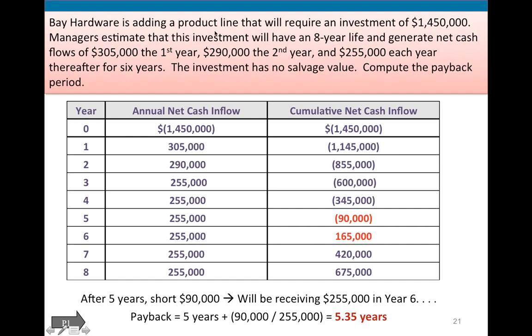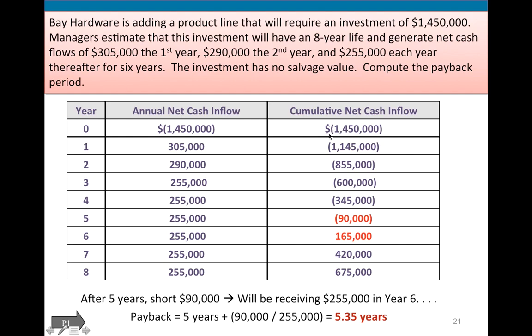And then managers estimate that this investment will have a total of 8 years life. So here's year 0. Just don't rush here, use this method. There are a couple of different methods, but just take your time to figure out when you pretty much break even. For the first year, the net cash flow is $305,000. So negative $1,450,000. First year, this product line will make me $305,000.